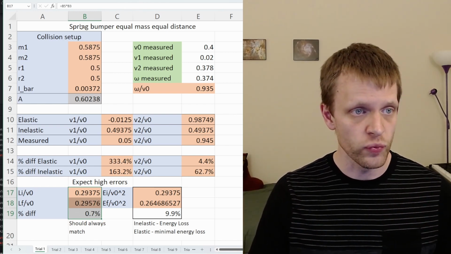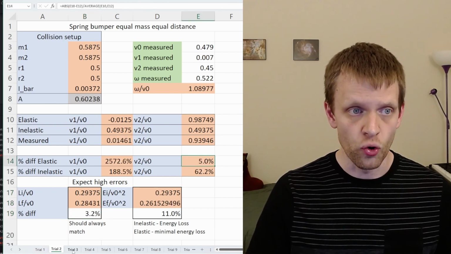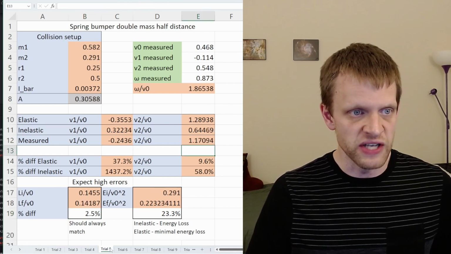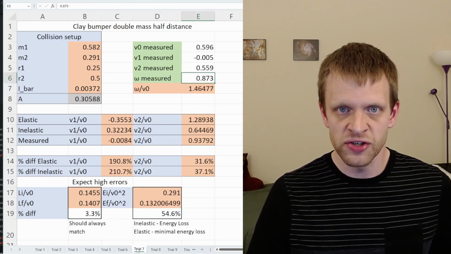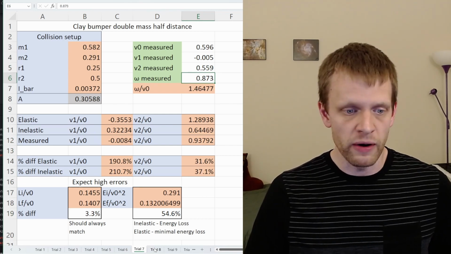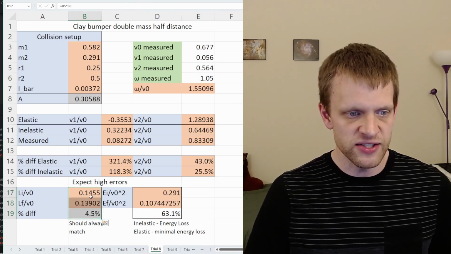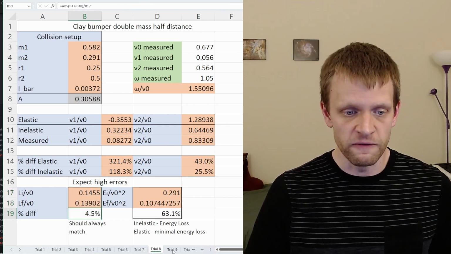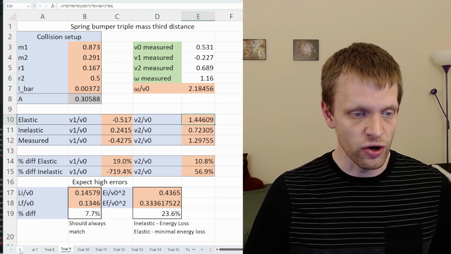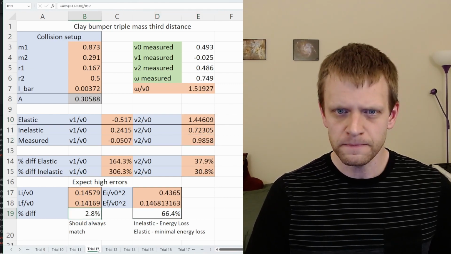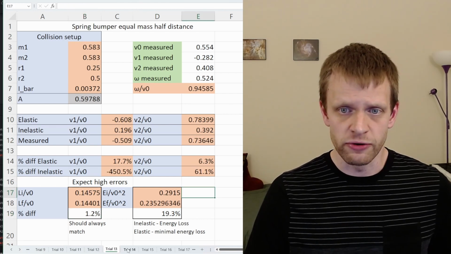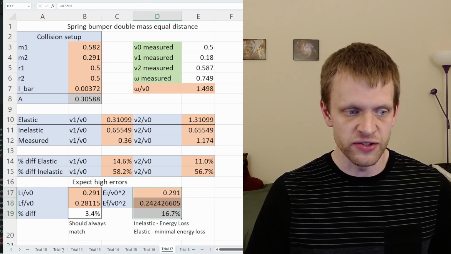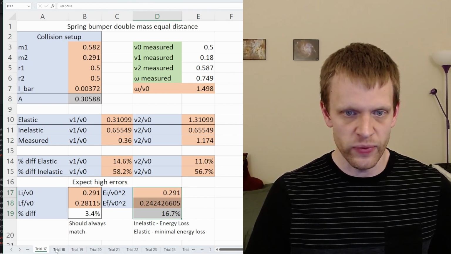It doesn't matter whether we use springs for the bumper or whether we use clay for the bumper. It doesn't matter whether we use different masses thrown at different distances. It doesn't matter whether the bar has some flex to it. In all of these cases, when we measure the initial angular momentum and the final angular momentum, we find very, very close agreement. As long as there is no external torque applied to this system, the angular momentum is going to be conserved, and that matched the data that we got.